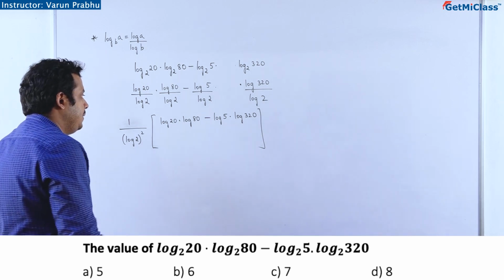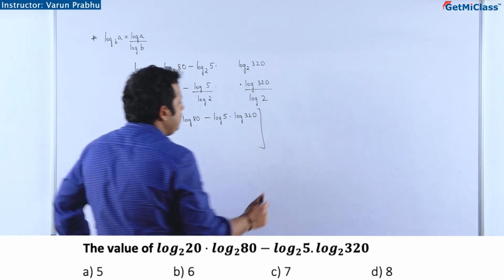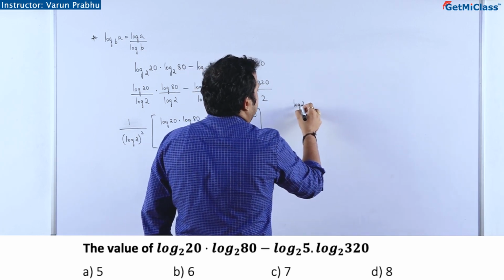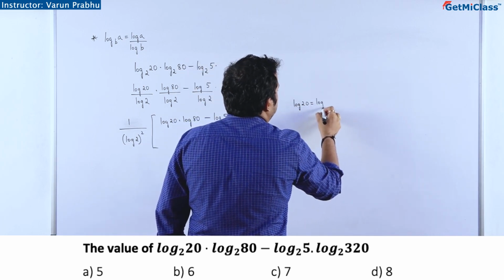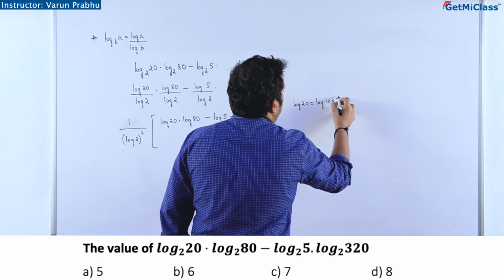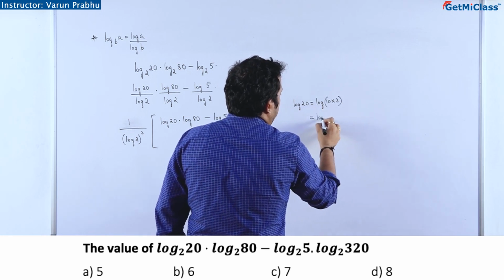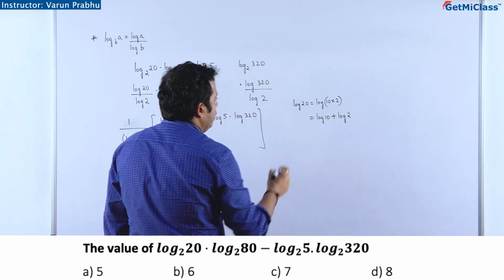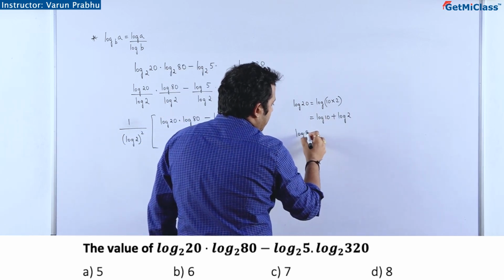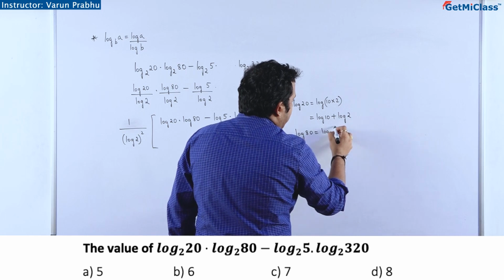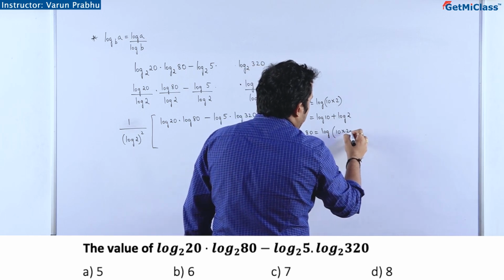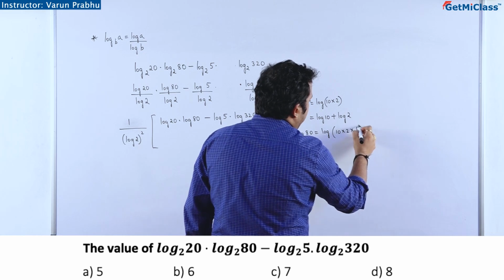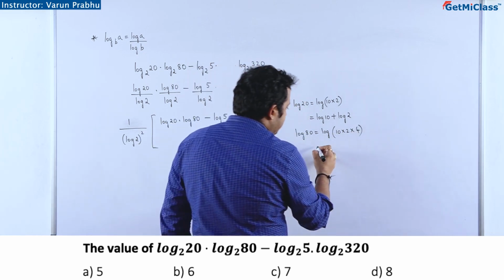So we can write this as log 20 can be written as log 10 into 2, which can be written as log 10 plus log 2. Log 80 can be written as 10 into 2 into 2, 10 into 2 into 4.